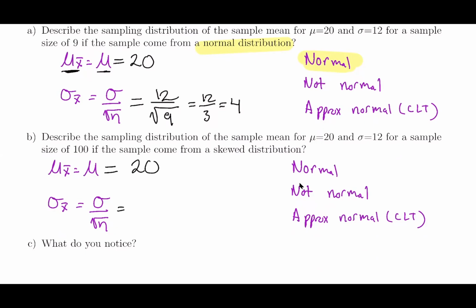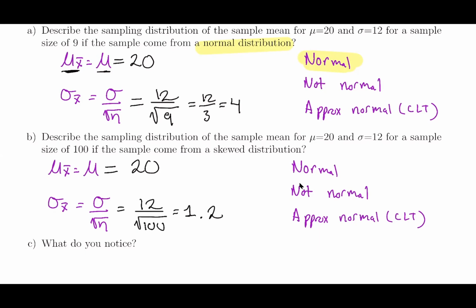Now let's do sigma of x bar. Sigma of x bar is equal to sigma divided by square root of n. Sigma is equal to 12, which is the same thing as part A. But what is my sample size equal to? 100. So if I do 12 divided by square root of 100, you actually get 1.2. All right. Everybody good? I got 1.2.